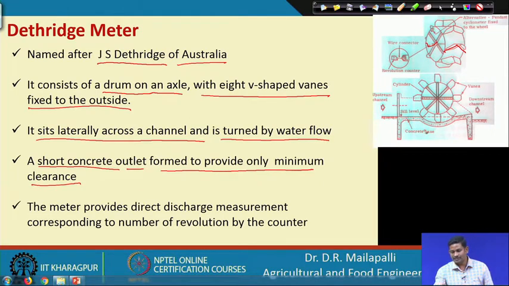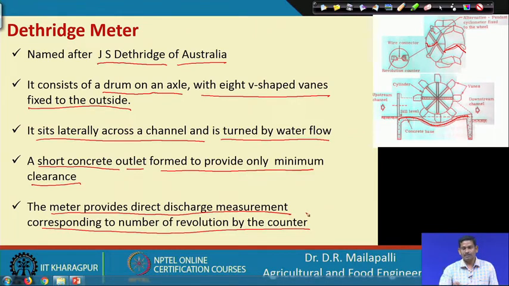Here, this is the concrete, and that will create a minimum clearance between the V shaped vanes and the concrete, so that there will not be any water loss which is not accounted here. So, basically the meter provides a direct discharge measurement corresponding to the number of revolutions by the counter.